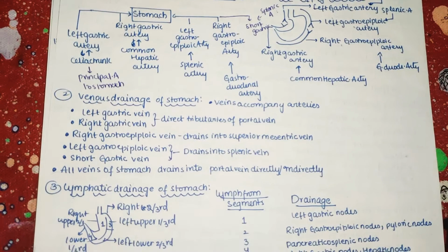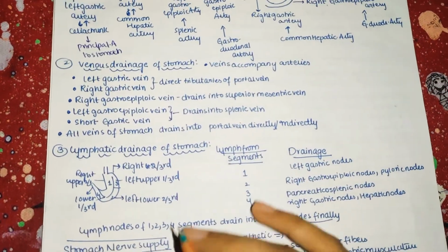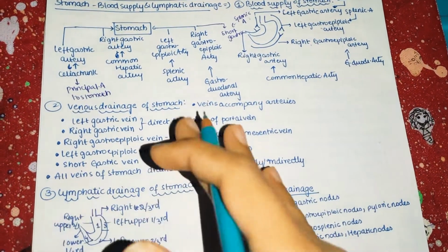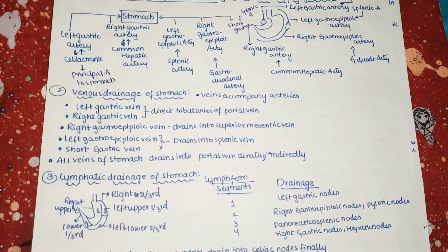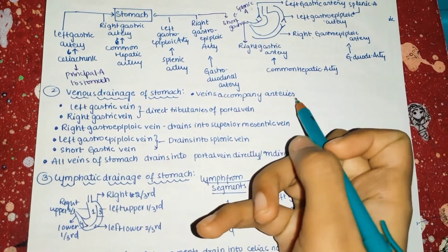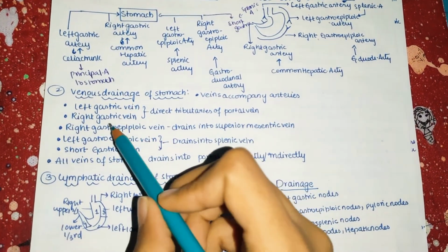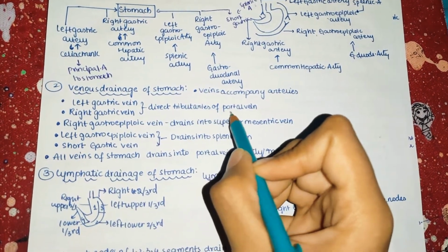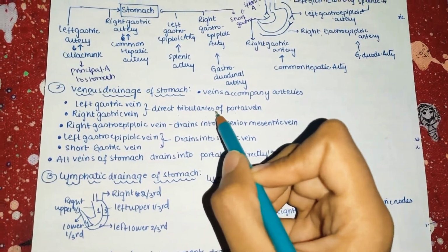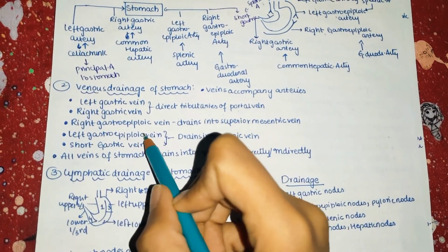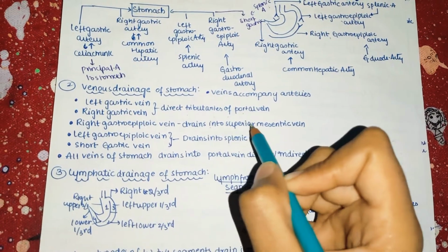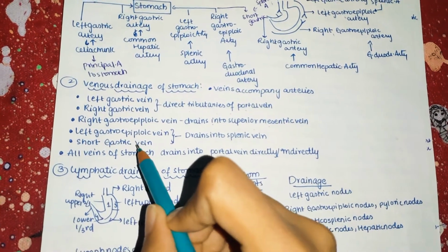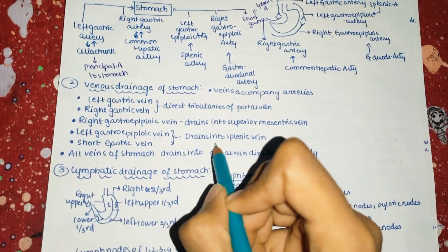Now coming to the venous drainage. So what are the veins of the stomach? Actually the veins' names are also the same as the arteries, but they drain into some other veins. What are those? Let us see. So the veins, you can see, accompany the arteries. The left gastric vein and the right gastric vein, they are directly going and draining into the portal vein. So they are direct tributaries of the portal vein, whereas the right gastroepiploic vein is draining into the superior mesenteric vein, and the left gastroepiploic vein and short gastric vein, these both are together draining into the splenic vein.